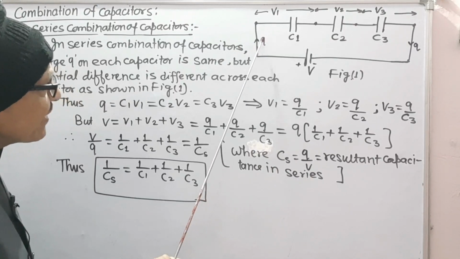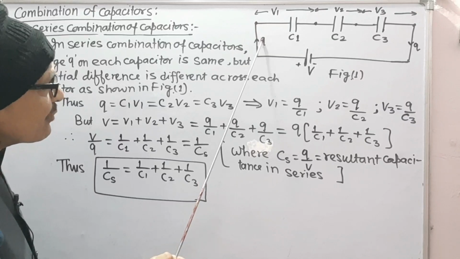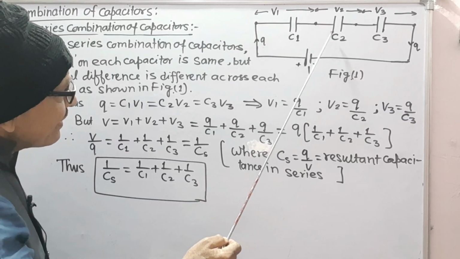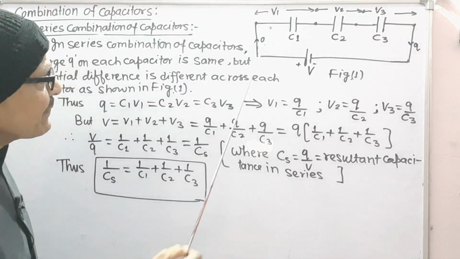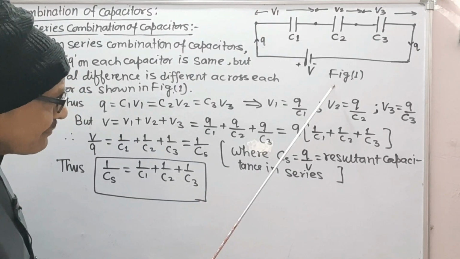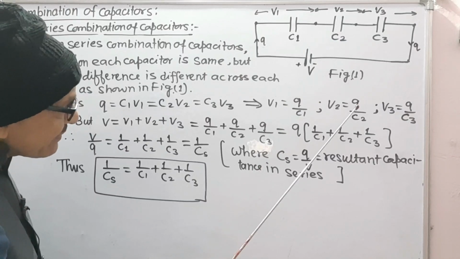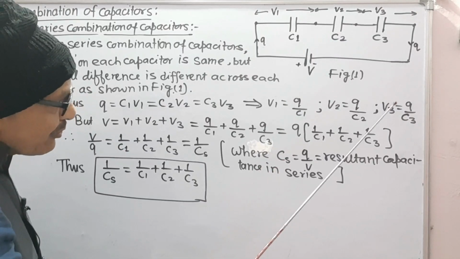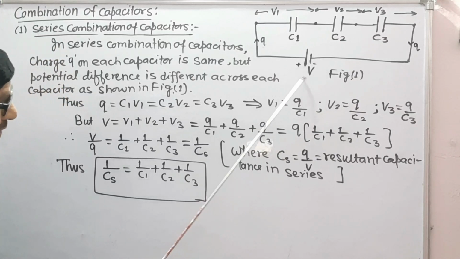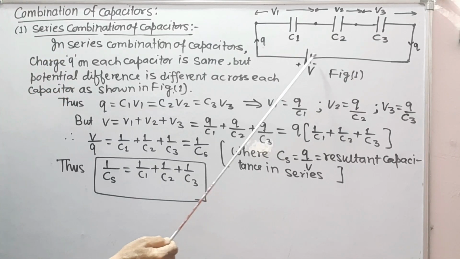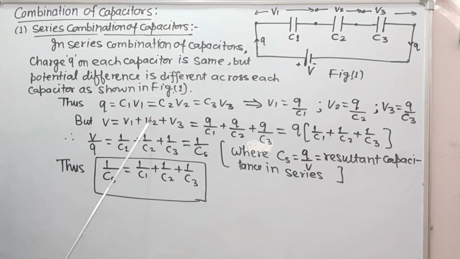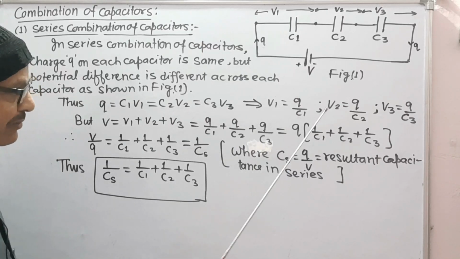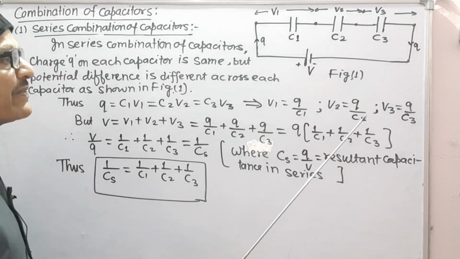That is, Q will be equal to C1 into V1 is equal to C2 into V2 is equal to C3 into V3, which gives V1 is equal to Q upon C1, V2 is equal to Q by C2 and V3 is equal to Q by C3. But total potential is equal to the applied voltage V. Therefore, V will be equal to V1 plus V2 plus V3, which may be written as Q upon C1 plus Q upon C2 plus Q upon C3.